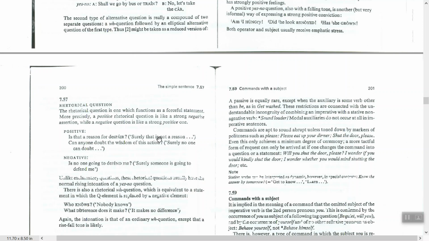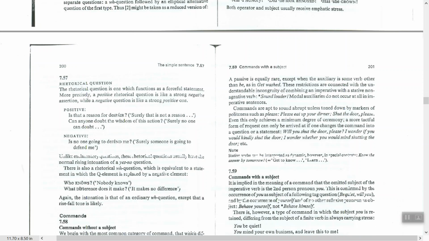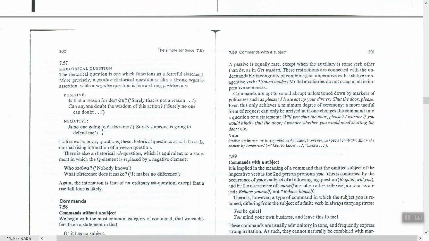Okay. Another example. Can anyone doubt the wisdom of this action? Can anyone doubt the wisdom of the prophet? Surely no one. No one can doubt. You see here? Second, with negative. The question is negative here. Negative rhetorical question. Is no one going to defend me?